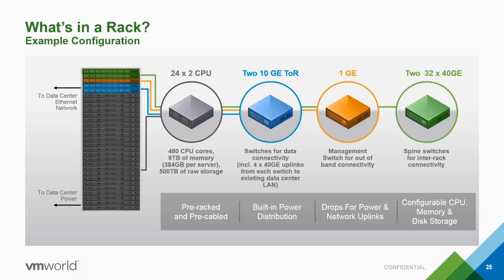So what you get out of that is pre-racked, pre-cabled, pre-installed hardware with built-in PDUs. You have drops for power and network included, everything else is cabled, and you get to choose the number of CPU cores, memory, and storage. That's the variability.